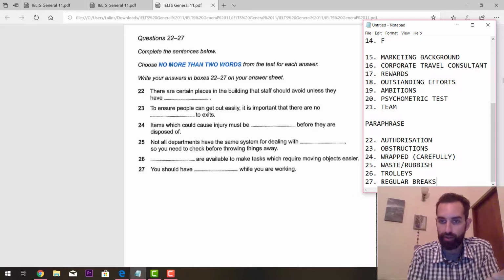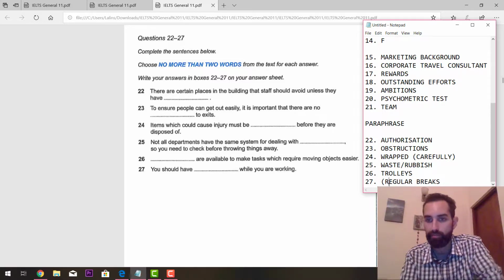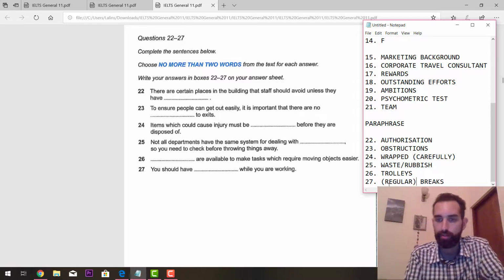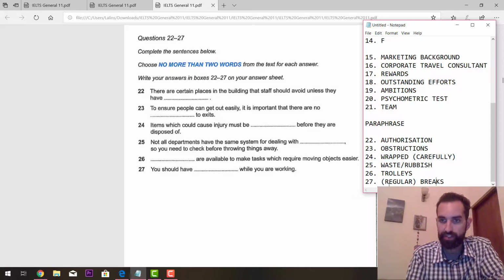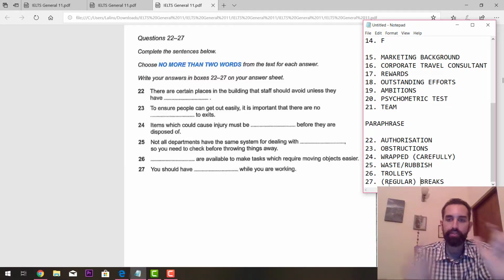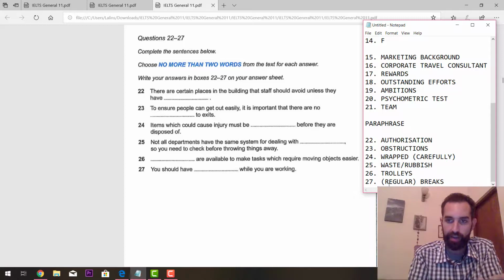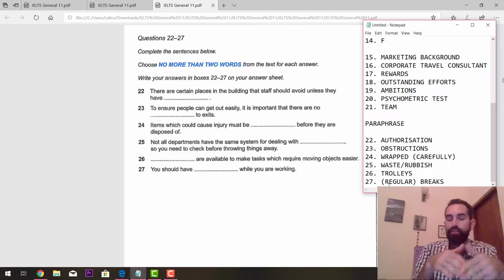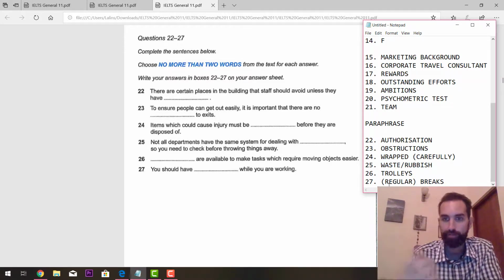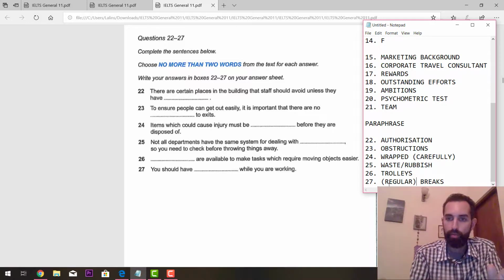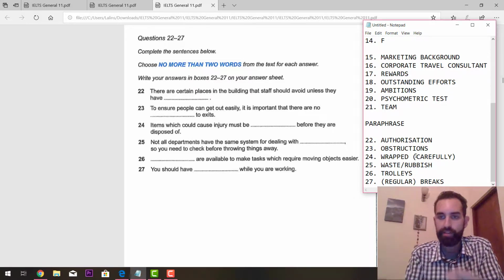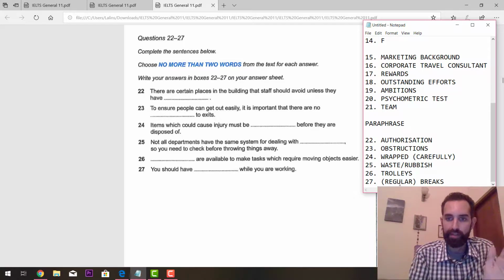You could say just regular breaks, or even you can put the regular part in brackets, because the most important part is breaks, because that's the noun. You need to have the thing, because regular is just the modifier for the noun, saying you're having them at a regular time. But breaks is the most important part of that, just like wrapped is the most important part of that. Carefully is just an addition, the same thing with regular.